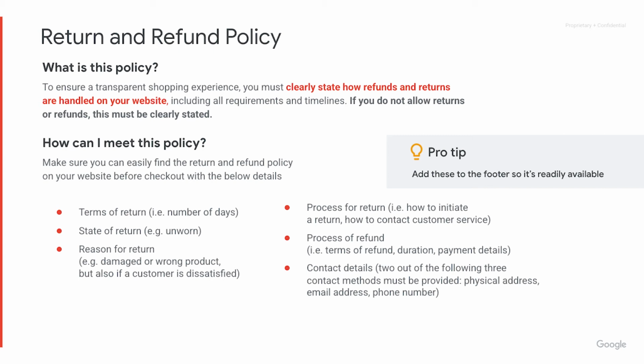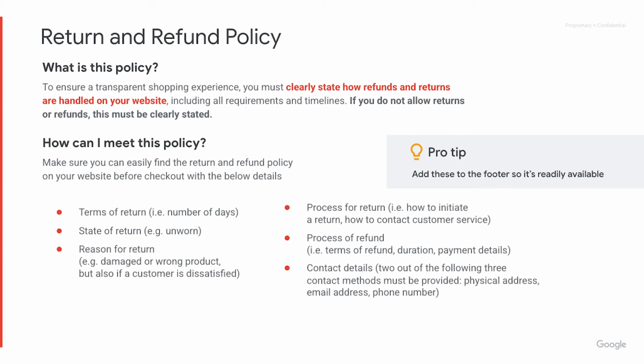First, we have the return and refund policy. To ensure a transparent shopping experience for your customers, you must clearly state how returns and refunds are handled on your website. This includes all requirements and timelines. If you do not allow returns or refunds, that's okay, but this must be clearly stated in this policy to your user. Make sure shoppers can easily find the return and refund policy on your website before checkout. We strongly recommend including this in the footer so that it's readily available.